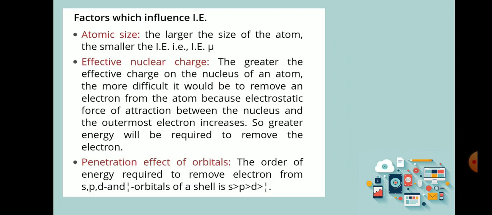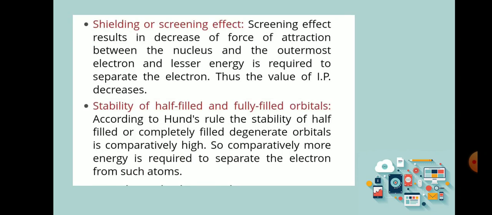Third point, penetration effect of orbitals. The order of energy required to remove an electron from s, p, d and f orbitals of a shell is s orbital greater than p orbital greater than d orbital greater than f orbital. Fourth one, shielding or screening effect. Screening effect results in a decrease of force of attraction between the nucleus and the outermost electron, and lesser energy is required to separate the electron. Thus, the value of ionization potential decreases.